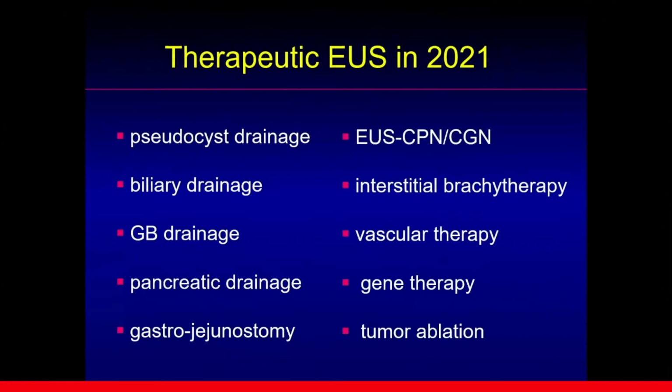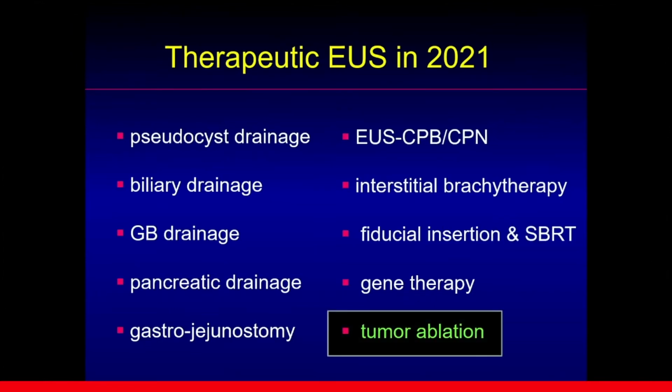These are areas of therapeutic EUS in the year 2021. Pseudocyst drainage, biliary drainage, pancreatic drainage, gastrojejunostomy, EUS CPN or CGM for pain control, interstitial brachytherapy, vascular therapy, gene therapy, and tumor ablation. Among these, several areas are already covered by other doctors, and the time is limited. So today, I will be just focusing on tumor ablation.